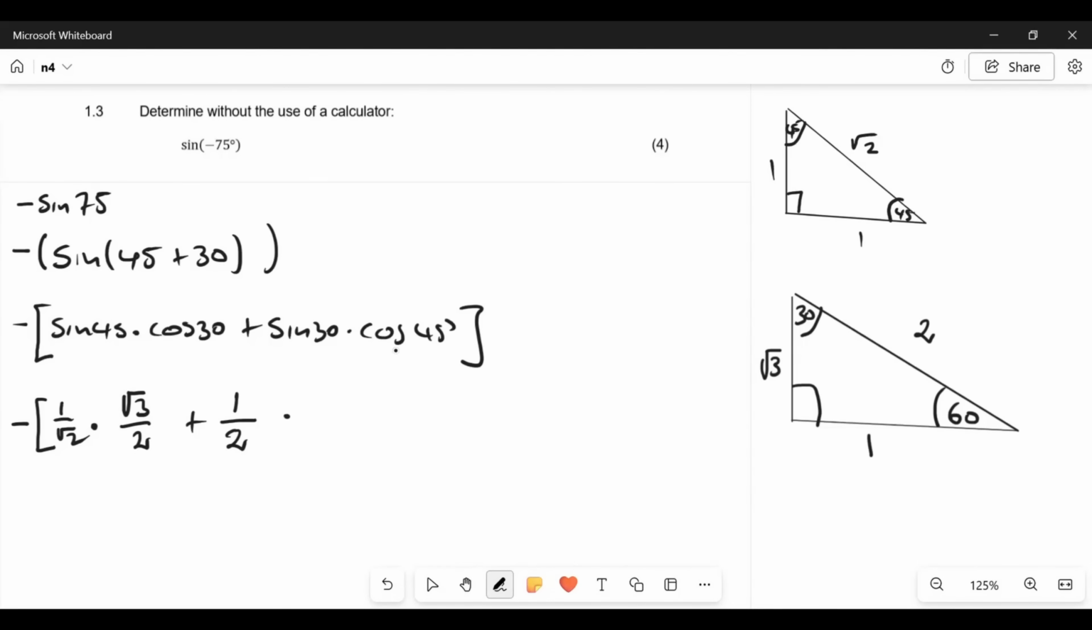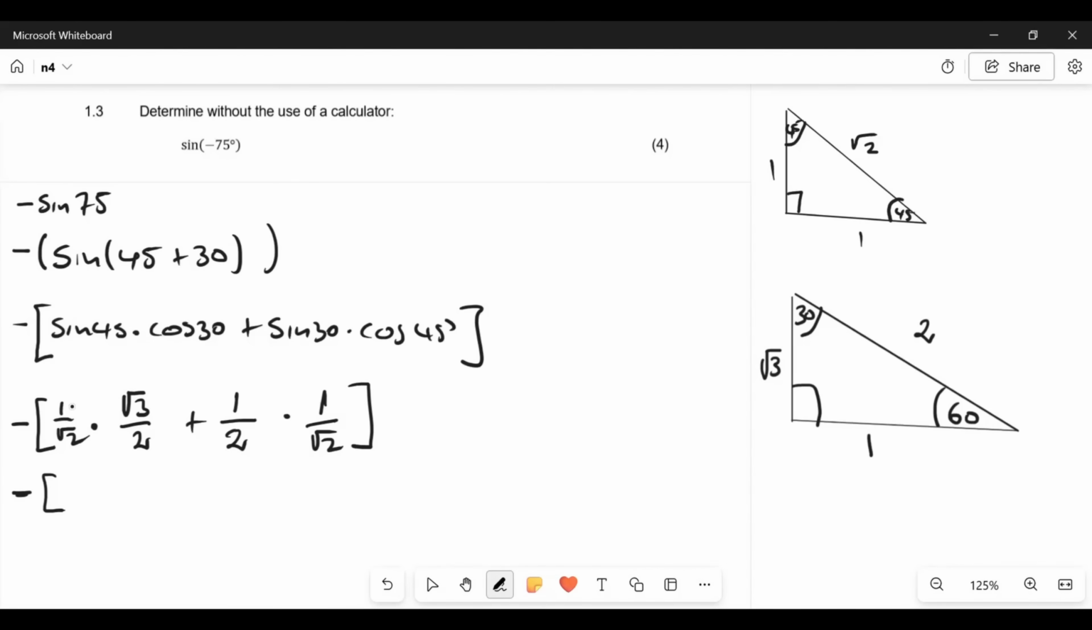Right. Multiplied by cos 45. So we're going to take it from here as well. We know that cos is adjacent over hypotenuse. The adjacent of 45 is 1. The hypotenuse is root 2 there. Right. Let's not forget, we still have the negative there. So that negative, we keep on writing it as it is.